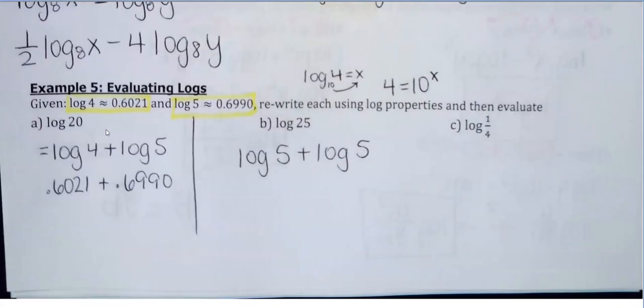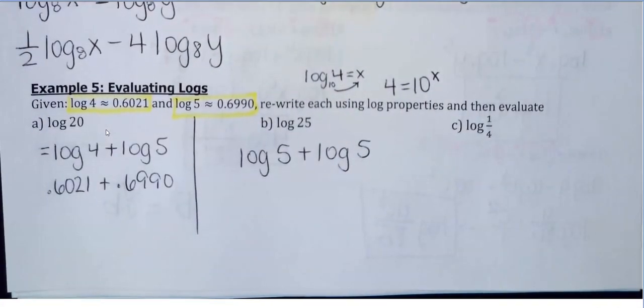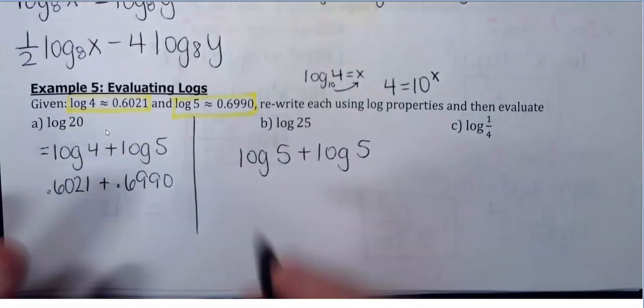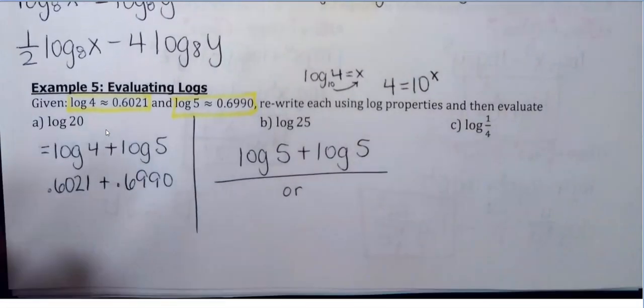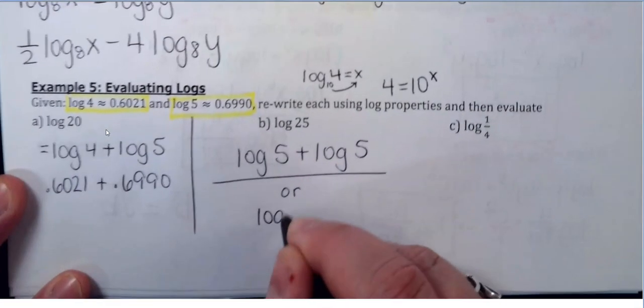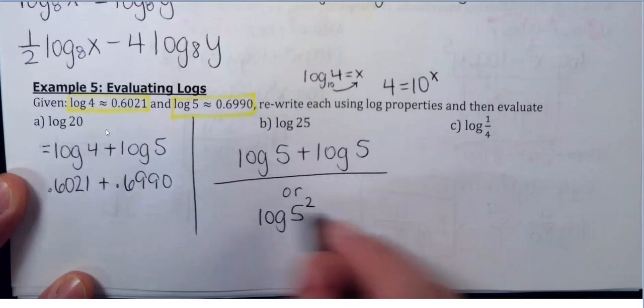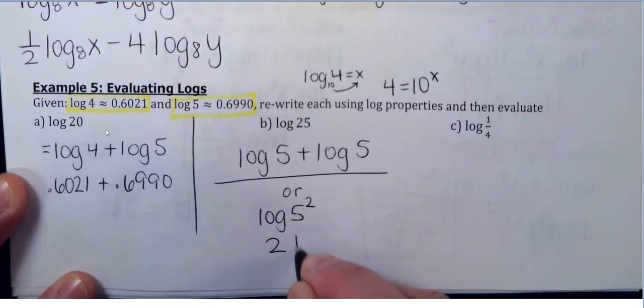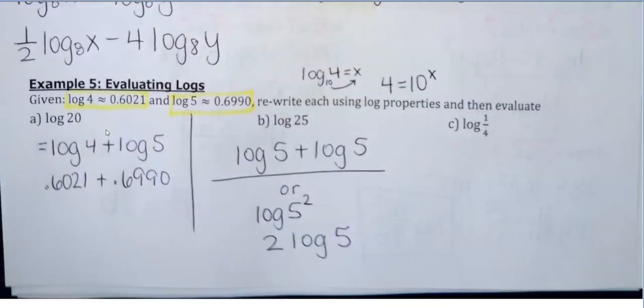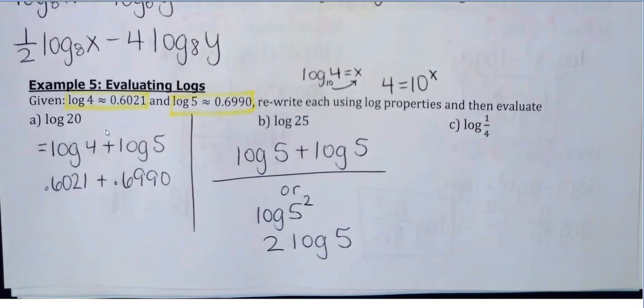There's actually another way you could do this. You could also do 5 squared is 25. You don't have to write all that out, but we could then use the power rule and just do 2 log 5. Either way, we would take 0.6990, add that together twice, or we could do 2 times that 0.6990, and it gives us the same answer.